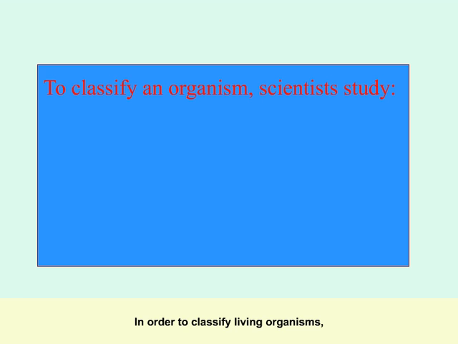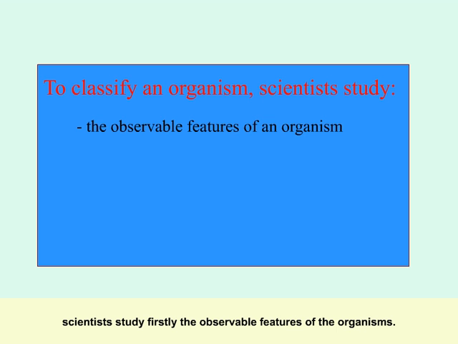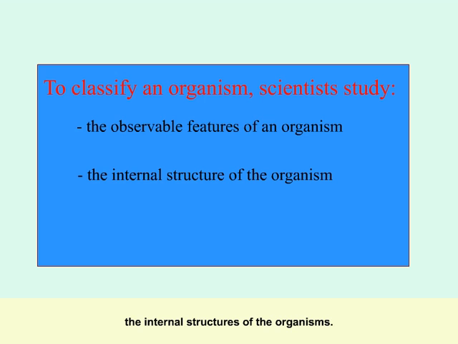In order to classify living organisms, scientists study firstly the observable features of the organism. These include features such as the presence of feathers, the number of legs, the type of skin, etc. However, studying external features alone is often not enough. Scientists also need to study the internal structure of the organism. Using the observable features of an organism, we can devise a simple way of classifying them.